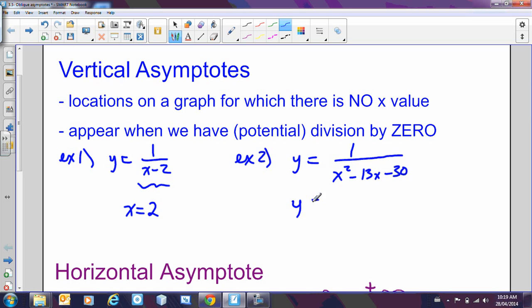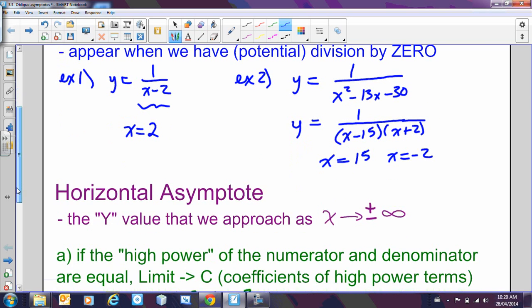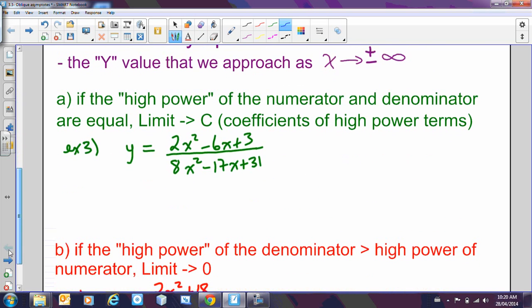Over here, I need a little bit more work first. If I look at factoring the denominator here, two numbers that multiply to negative 30 and add to negative 13: x minus 15, x plus 2. And so my vertical asymptotes would be at x equals positive 15 and x equals negative 2. Okay, so vertical asymptotes, again, you should be able to determine just by looking at the question, possibly doing a little bit of math to figure out, but we're always looking for that division by 0, and we want to make sure we don't allow for that.